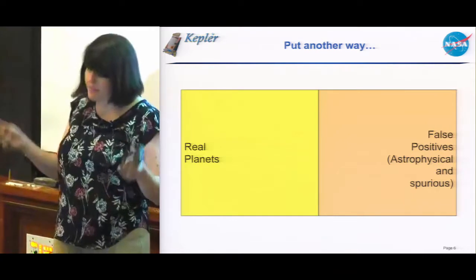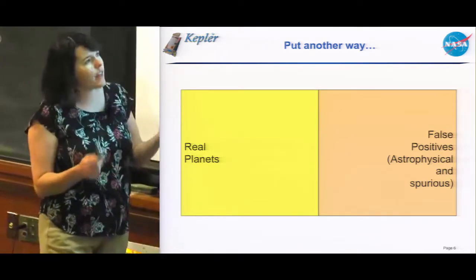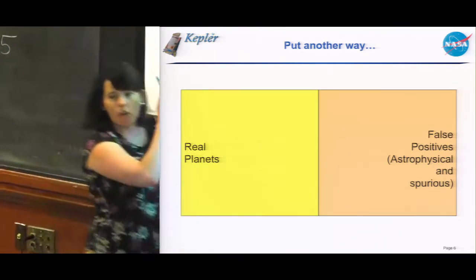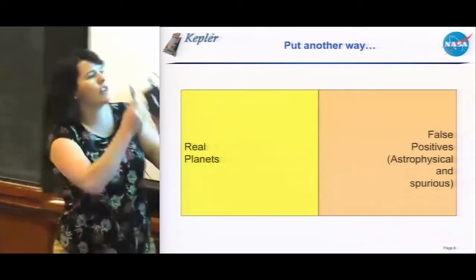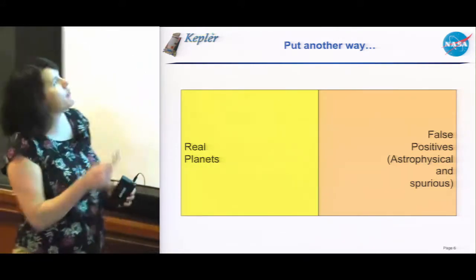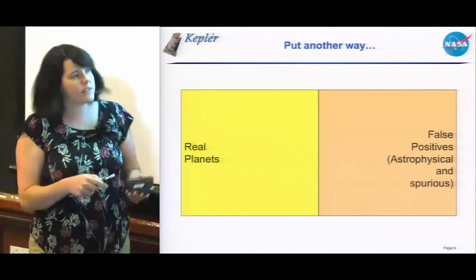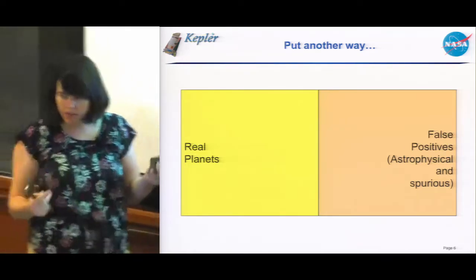All right, so I know we have some visual learners amongst us, so here's another way of thinking about it. This is all of the events that create signals in the Kepler data. There are real planets, and then there are false positives. Some of those are astrophysical, some of them are just spurious noise in the data.